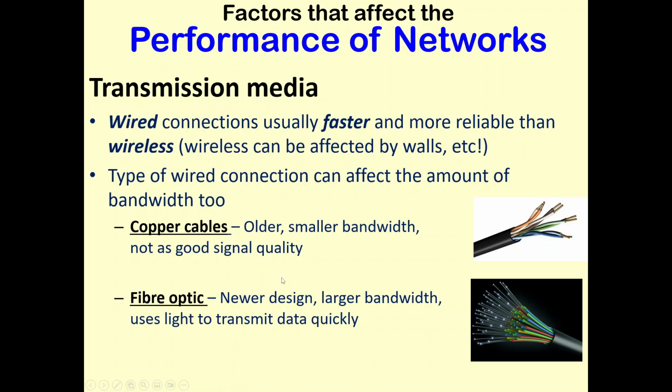The actual type of media that's being used. Wired is usually faster and more reliable than wireless. So the type of cable. Are we using copper cables? Are you using fiber optic cables? Are you using wireless? Also things like the 2.4 versus 5 gigahertz that we talked about last session.